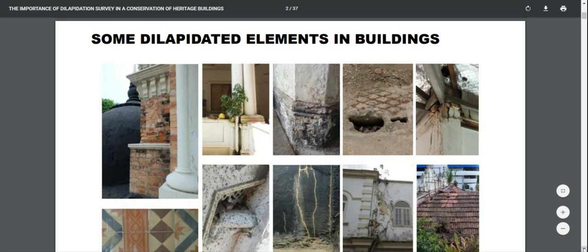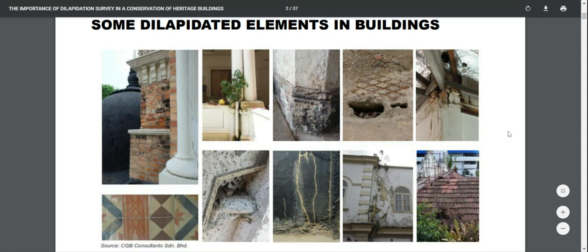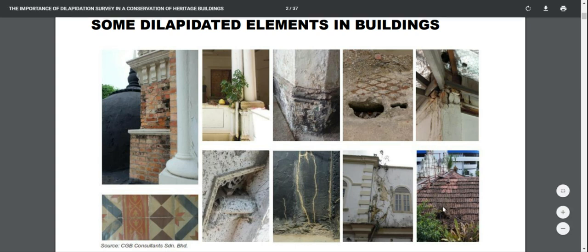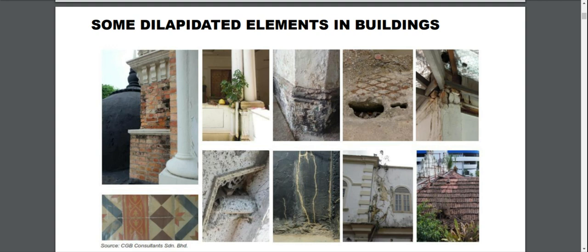Okay, so this is showing in this slide. You can see that this is some of the examples of dilapidated elements in buildings that normally occur in heritage buildings. And if you can see, there are many types of defects that you can identify. For example, the plant growth, the dampness, and then this one is the dilapidated roof tiles, and many more.